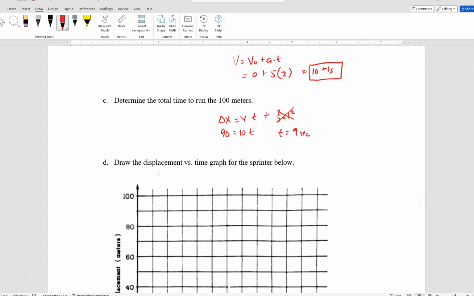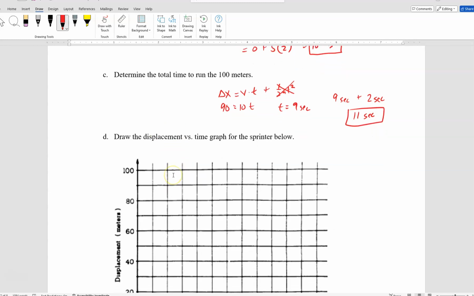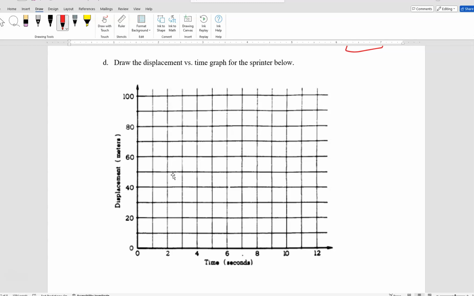Well, for the whole 100 meters, we have 9 seconds at a constant speed, plus the 2 seconds that it says to accelerate. So we get 11.0 total seconds. It says draw a displacement or distance versus time graph.